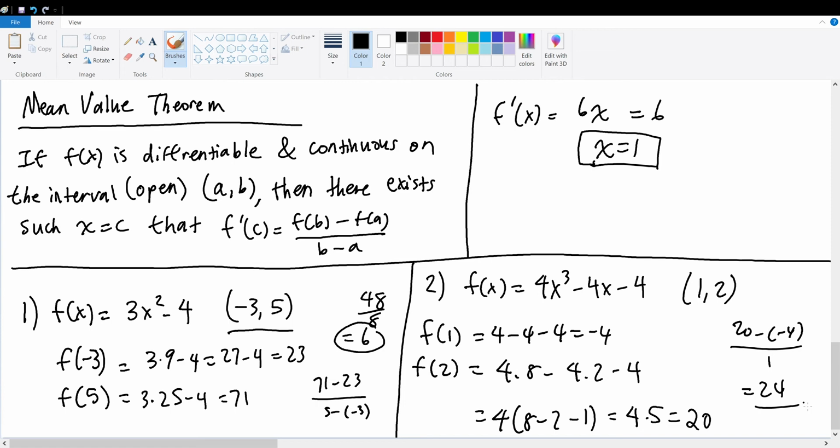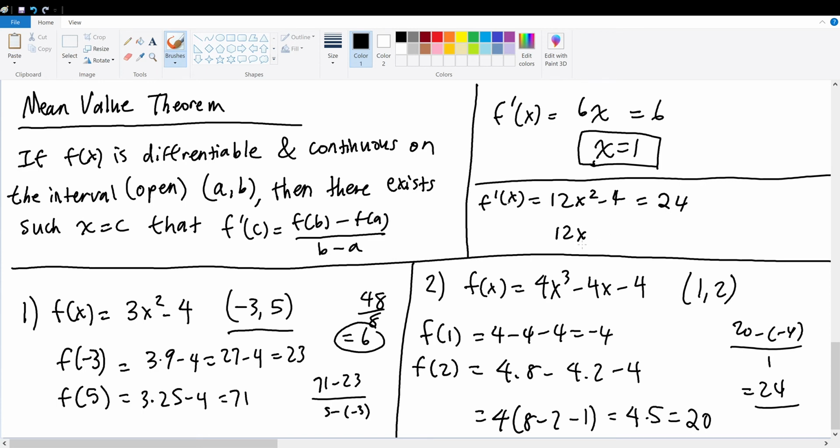And let me just check my arithmetic, and I see here that my arithmetic is correct, so we can move on. And now we must find the derivative of f of x for our second question. So f prime of x will be equal to, based on the power rule, 12x squared minus 4. And then we must set this derivative to be equal to the secant slope that passes through the intervals 1, 2. Hence, 12x squared is equal to 28. And x squared is subsequently equal to 7 over 3. Hence, x is equal to plus minus the root of 7 over 3.